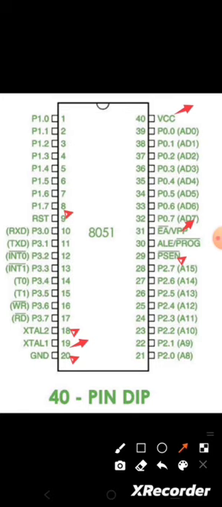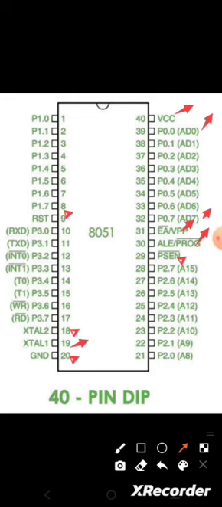And next is the 30th pin. So the 30th pin is nothing but the ALE, which refers to the address latch enable. So this signal is used to demultiplex the address and data lines. So here we have the address lines, that is from the 39th pin AD0 to the 32nd pin AD7.